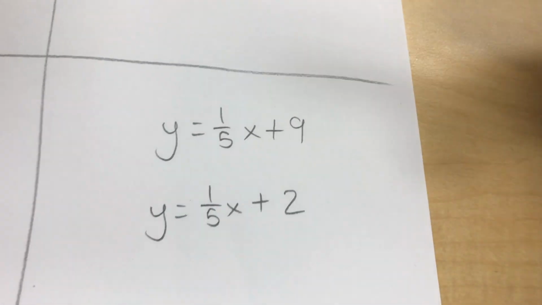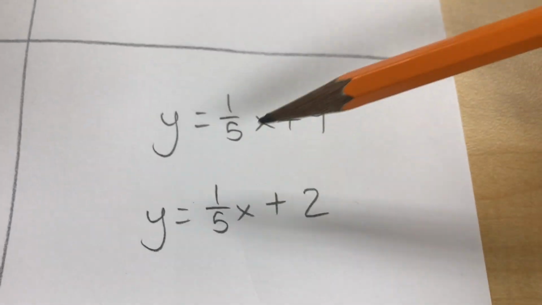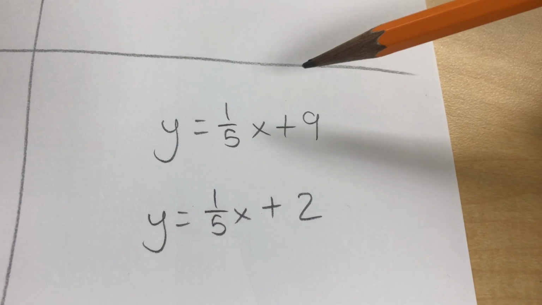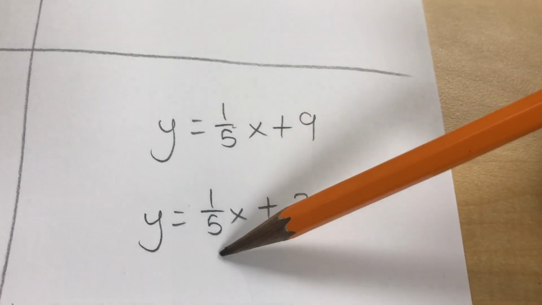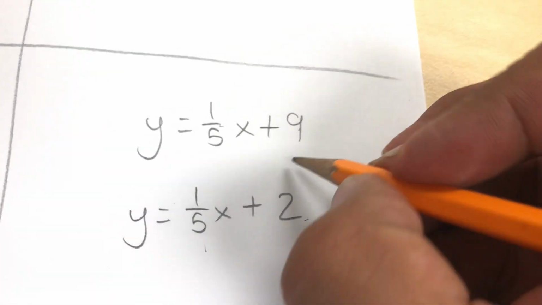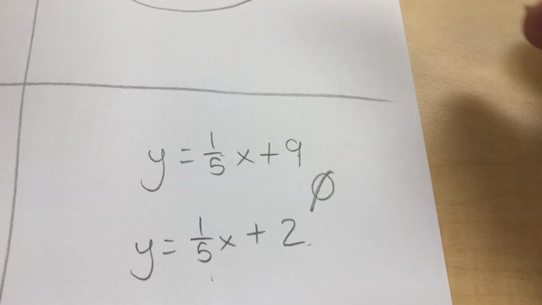Here's the last example. So here they have the same slope, but different y-intercept. Immediately you should know that they're the same line, but they start in different locations, which means they're parallel and they'll never touch. So they have no solution.